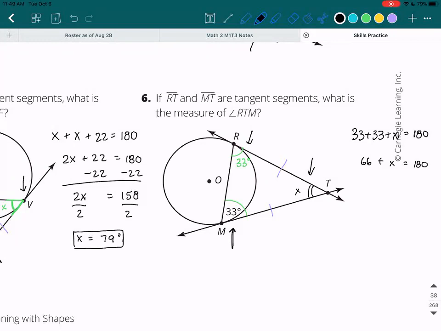My bad. What do we do with the 66? Subtract. Subtract it. Great. We get x is equal to, what is it? 114. Good. Somebody typed it in the chat in case you guys are wondering. So good job.